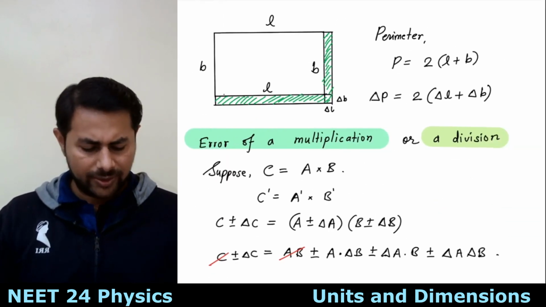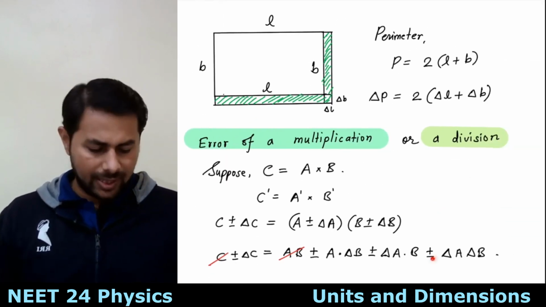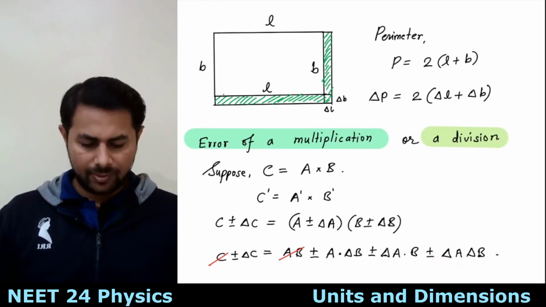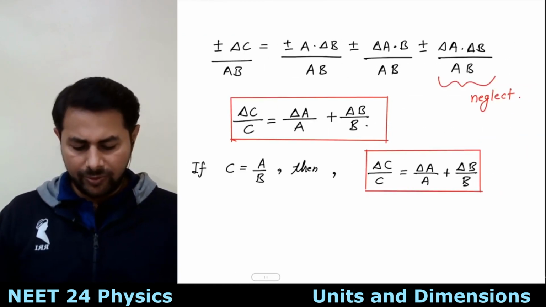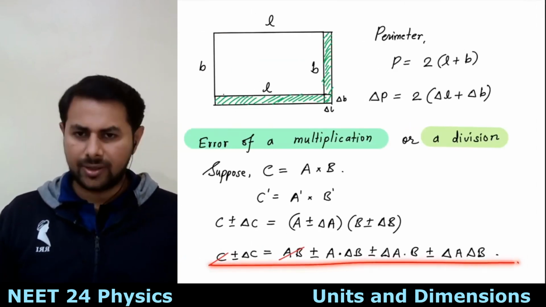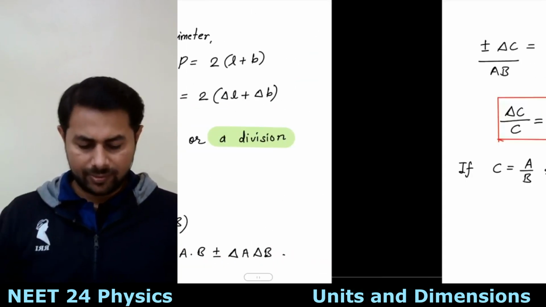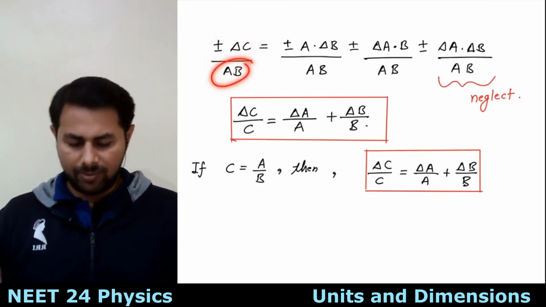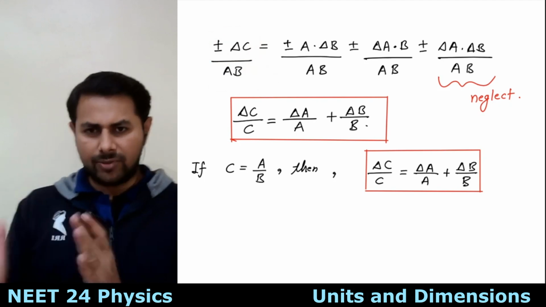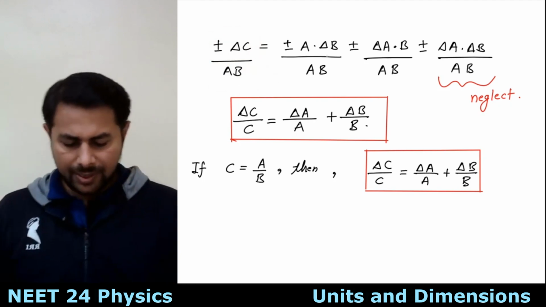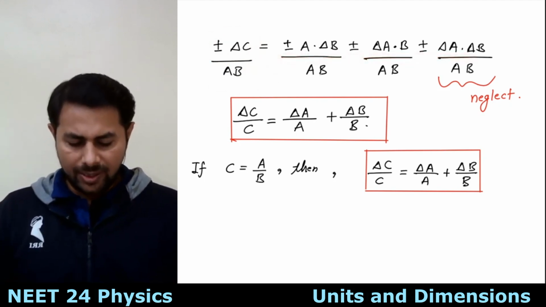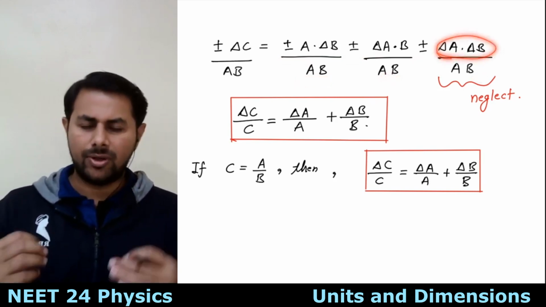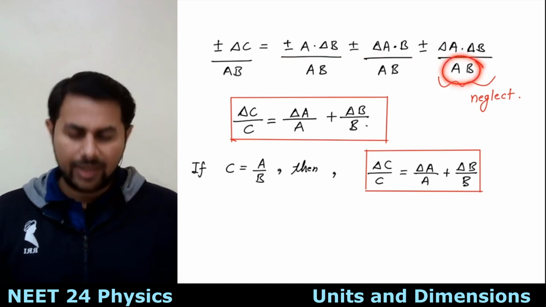Okay, so that's why I'm saying that this delta A times delta B would be very small. Then what we do is we divide this whole thing by A times B. So we get this plus minus delta C divided by AB, or you have C, AB is equal to C, right? And on the right hand side you divide it by AB everywhere, and then this quantity which was already very small, now you are dividing by AB.